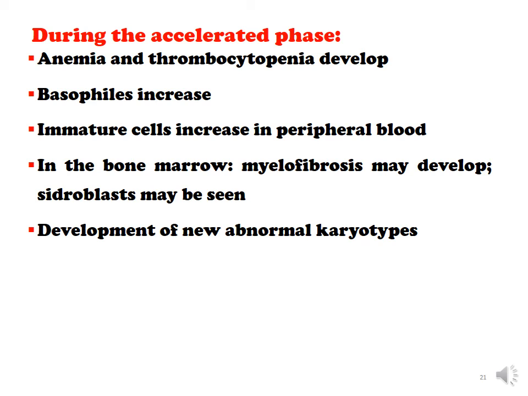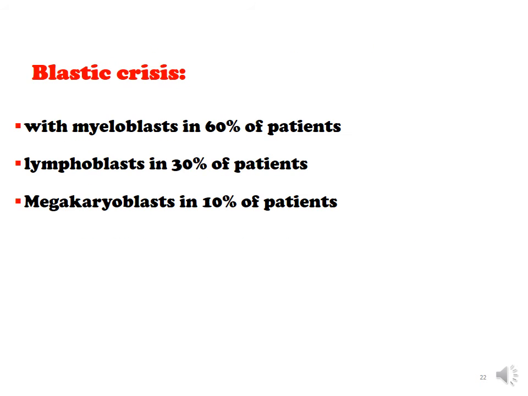The bone marrow might show, in the accelerated phase, secondary myelofibrosis. Abnormal karyotypes might appear by the typing. If the patient progresses to blastic crisis, you are going to see the picture of acute leukemia. This acute leukemia might be acute myeloid or acute lymphoblastic leukemia, because the clonal disease in chronic myeloid leukemia starts at the level of the hematopoietic stem cell. That's why, when it progresses, it might give rise to either myeloblasts or lymphoblasts.